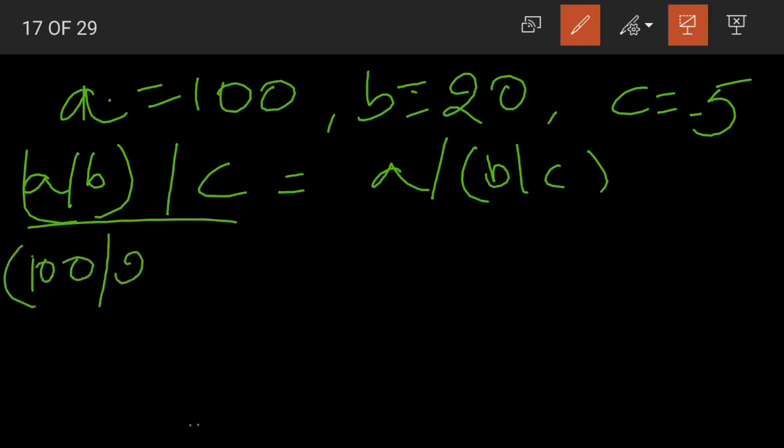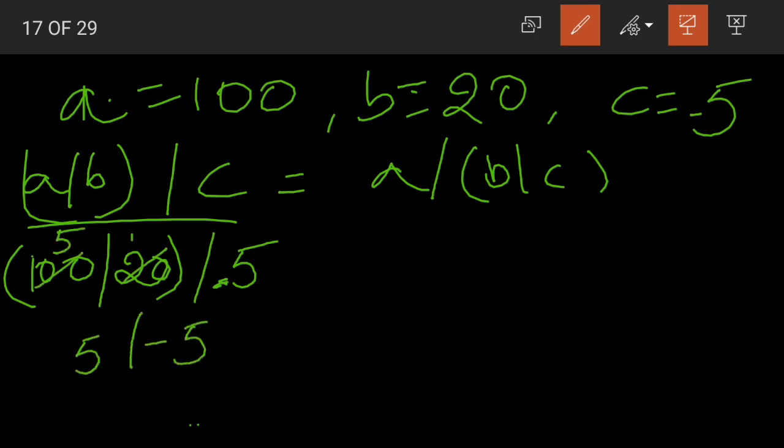100 divided by 20 whole divided by minus 5. What is 100 by 20? 20 fives are 100, so it is 5. Then 5 divided by minus 5. 5 ones are 5, right? Coming to the sign, one is negative and the other is positive, so the answer will be negative.